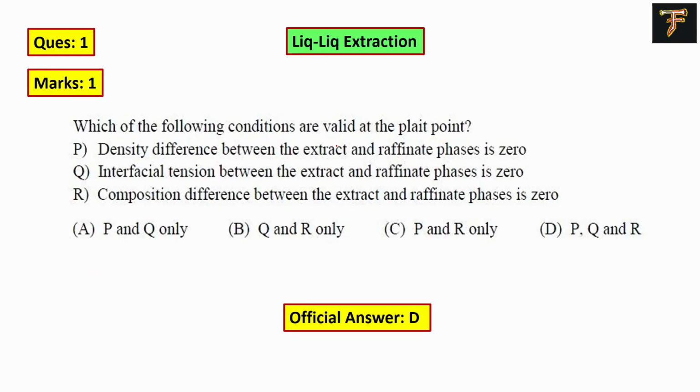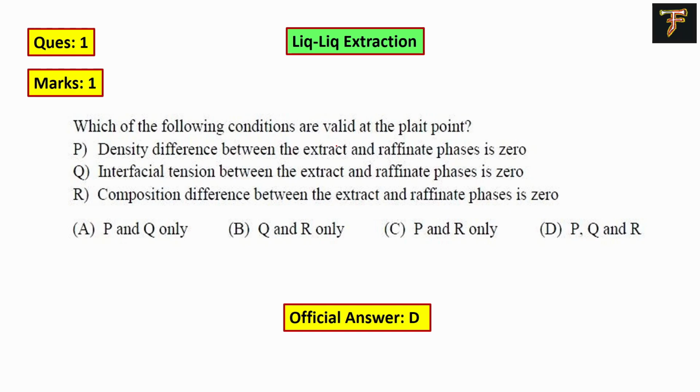So if you come back to the question, you now know the plait point is the point where the extract and the raffinate phase look exactly the same, which means there should be no density difference. If there were a density difference, they would definitely separate from each other on the basis of gravitational force. And if there were interfacial tension, even then they would separate, like oil with respect to water. But there is no such thing because the composition will be exactly the same. So the interfacial tension should also be equal to 0, the density difference should also be 0, and since they are at the same composition, the last option is definitely correct. All these 3 options are correct, so the last option, PQR, is the right answer for this question.